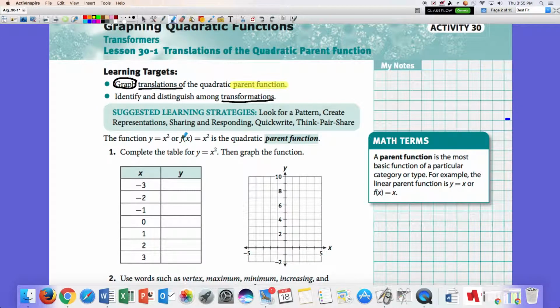So again, you'll hear me say more f of x as we move through this unit. So the parent function is the most basic function of a particular category or type. So it is just the original function, so everything is based off of x squared. So if we complete the table for this, you'll notice kind of what you have started to see when we do tables. We have 9, 4, 1, 0, 1, 4, and 9.